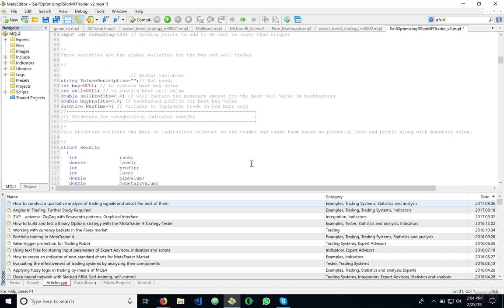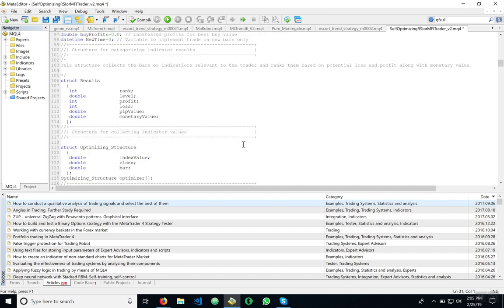And this next set here is a global variables that will be used as we go into the functions, like the sell profits, buy profits. As we see here, the sell profits is the monetary amount for the best sell value for the back testing, and buy profits is back tested profits for best buy value. Now, the next important piece of code here is the structure, that it collects bars or indicators relevant to the trader and ranks them based on potential loss and profit along with the monetary value, as we can see here.